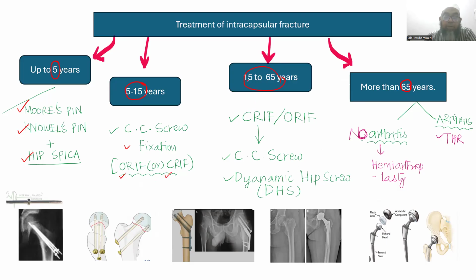If the patient is coming at 15 to 65 years, we need to again go for reduction. We can either use CC screws or we can use a dynamic hip screw also. If the patient is coming at more than 65 years with the injury, we need to examine whether the patient has arthritis of the hip or no arthritis of the hip. If there is arthritis of the hip, we need to remove the acetabulum and head. So that is total hip replacement. If the patient has a good hip, with no arthritis, we can go for replacement of the head only. That is called hemiarthroplasty.